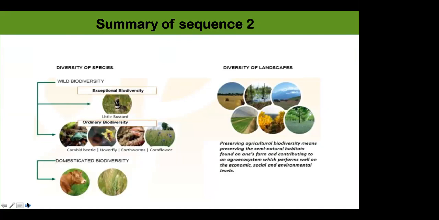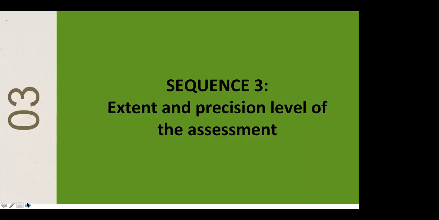We'll go to sequence 3, which is where we are going to end today's training. And sequence 3 says the extent and precision level of the assessment. What readily comes to mind is: to what extent can I measure biodiversity? When I am trying to assess biodiversity on my farm, to what extent can I measure it? And how accurate am I when I am trying to measure it?